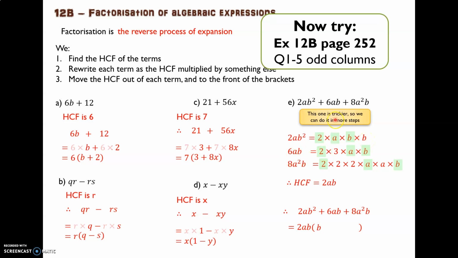And similar for this term, this plus 6ab, the same is 2ab, and what is different in this term? The different part is a 3. So this will be a plus 3 for this term.